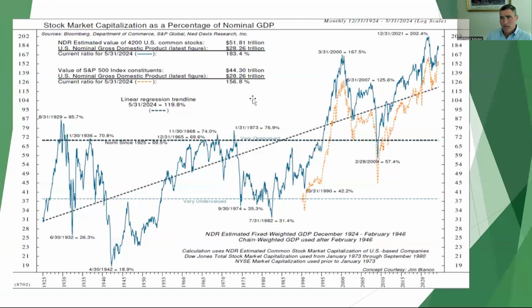So when we talk about stock market capitalization, again, what a company is worth, Berkshire Hathaway, Warren Buffett's company, is worth roughly $900 billion. And he has $190 billion in cash. So pretty much over 20% of his company is just sitting in cash.